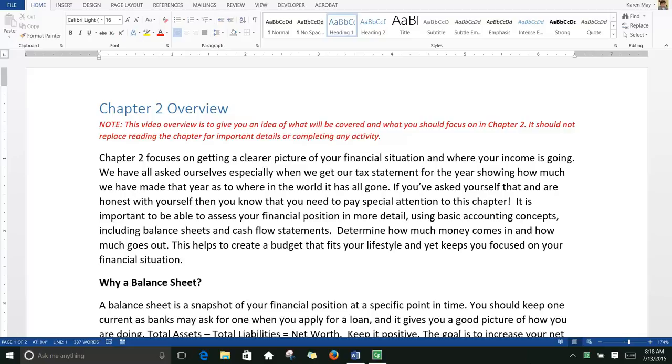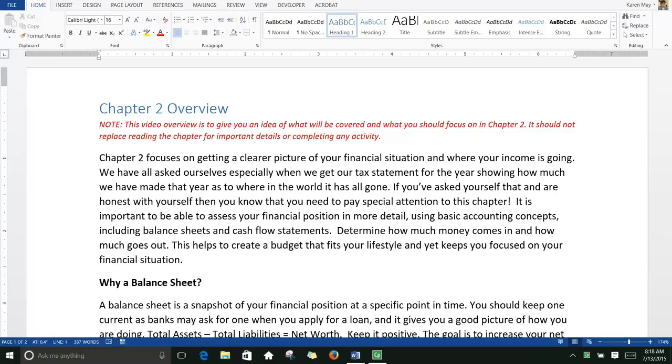Chapter 2 focuses on getting a clearer picture of your financial situation and where your income is going. We have all asked ourselves, especially when we get our tax statement for the year showing how much we have made that year, where in the world it has all gone. If you've asked yourself that and are honest with yourself, then you know that you need to pay special attention to this chapter. It is important to be able to assess your financial position in more detail using basic accounting concepts, including balance sheets and cash flow statements.